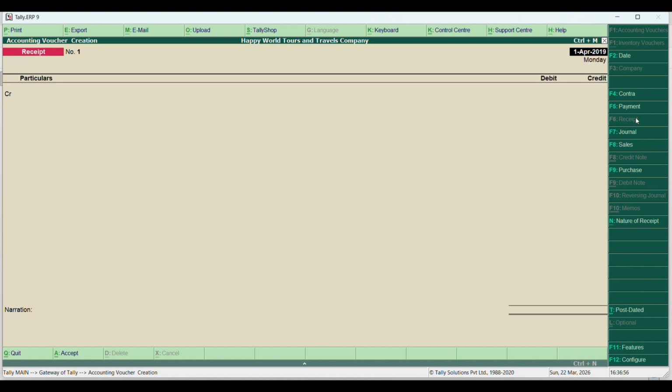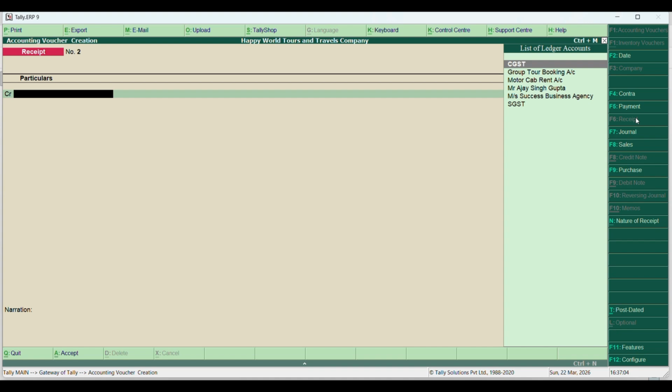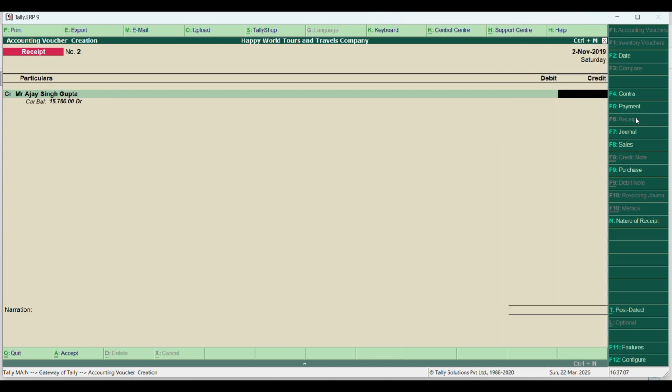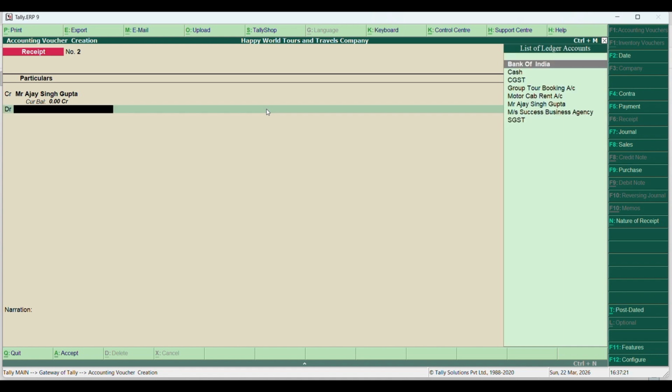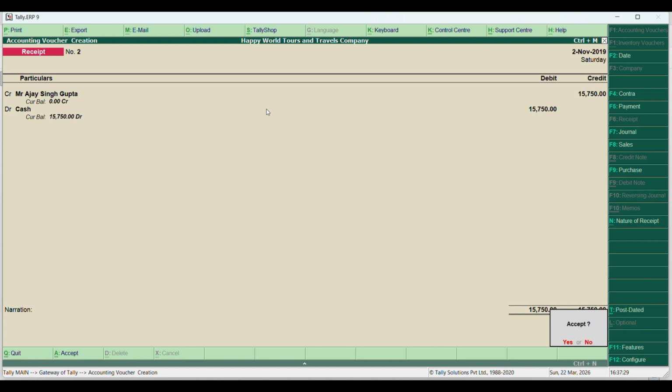So we are going to again change the date, 11/2019. So in the credit it will obviously be Mr. Ajay Singh Gupta. The amount will be along with the GST, that is 15,750. The GST amount which is given here, you can see, and it will be here. Now please note, we are not going to use Bank of India because the transaction was carried out with the help of cash. So cash, that's it. So done. So two transactions are done.